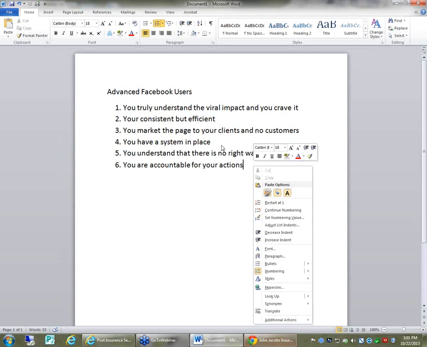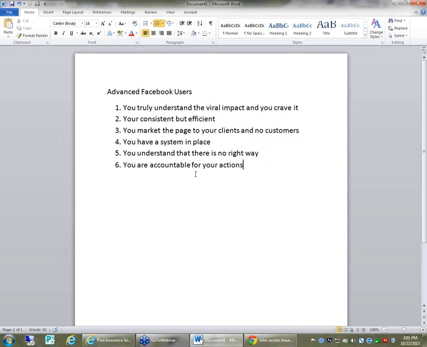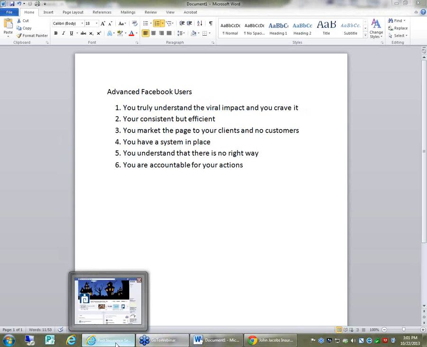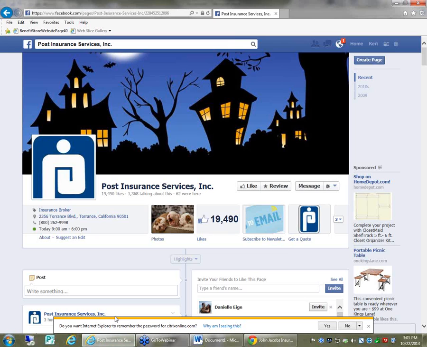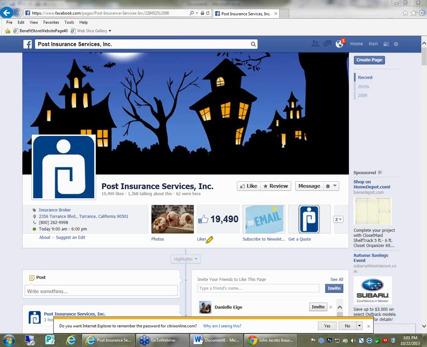So, I think the number one thing that's different between the beginner and the expert is understanding what's called the viral impact and then craving it, right? So here's an example of an agency that's probably in the top 1% of the country using social media. And what you're looking at is their page. Their name's Post Insurance. And again, what I wanted to cover was the viral impact.